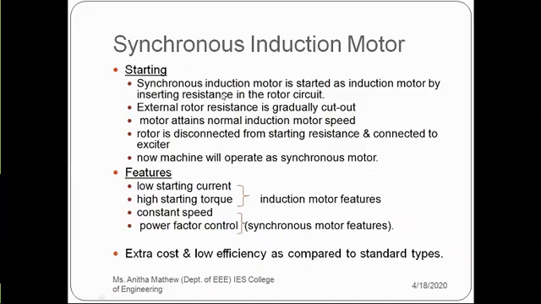These all are the things I have already discussed. At starting, the synchronous motor is started as an induction motor by inserting resistance in the rotor circuit. Second point is external rotor resistance is gradually cut out. When the motor attains normal induction motor speed, the rotor is disconnected from starting resistance and connected to exciter. Now the machine will operate as a synchronous motor.